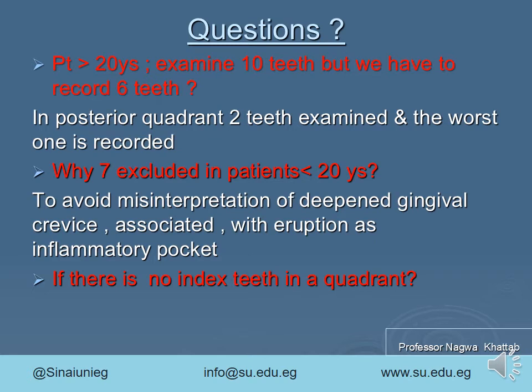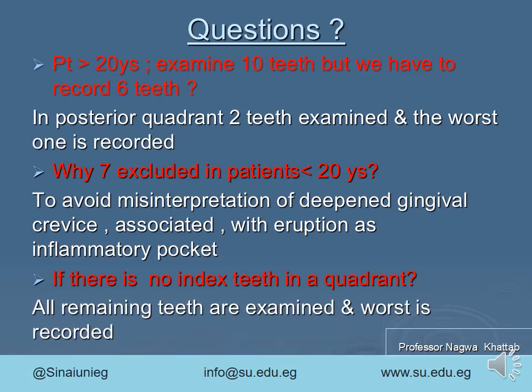Okay, I have specific index teeth. Suppose the central is not present in the anterior segment, how do I proceed? I have to examine all the remaining teeth in this quadrant and record the worst. If no index teeth are present in any of the quadrants, all the remaining teeth should be examined and record the worst.